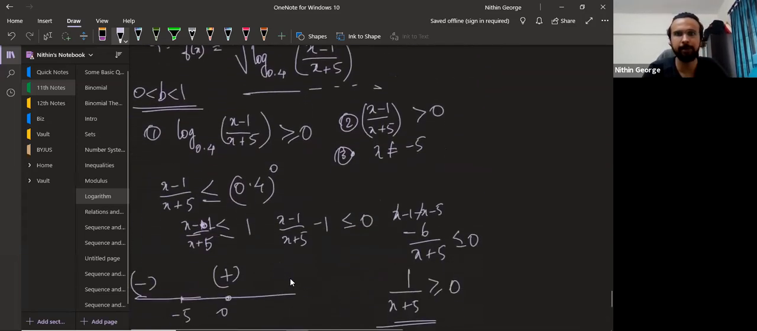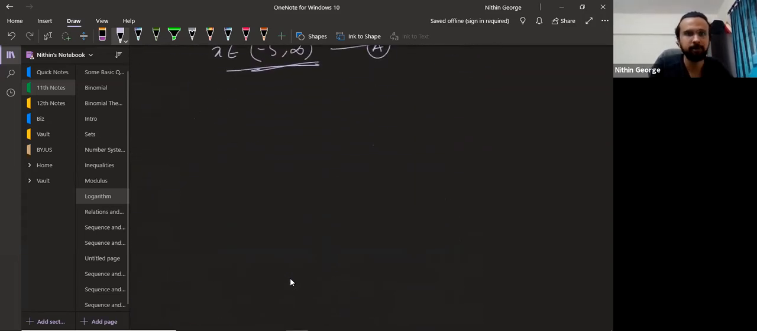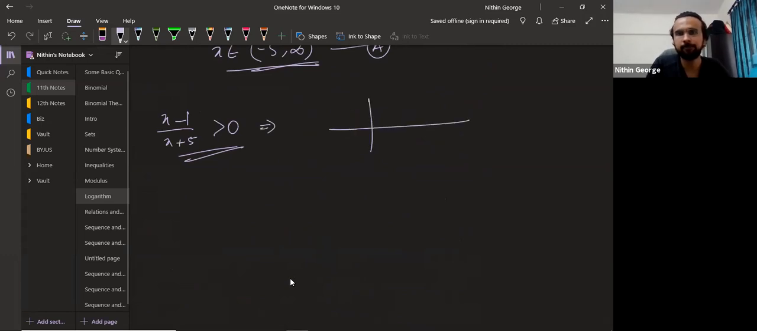Let's look at this part. x minus 1 by x plus 5 should be positive. What do we do here, guys?